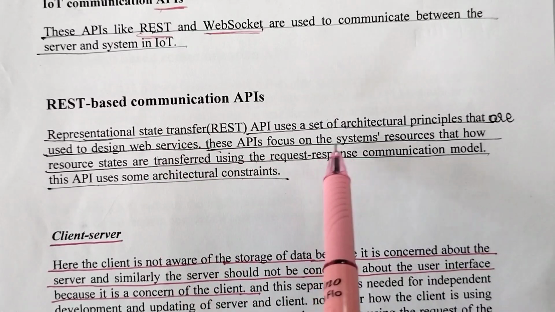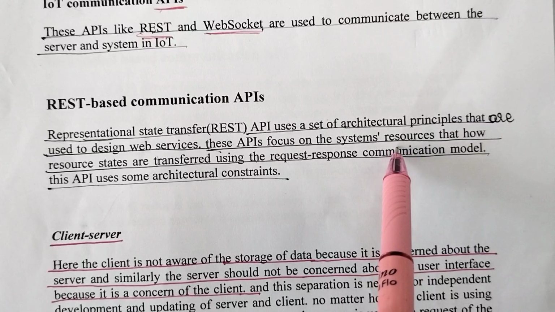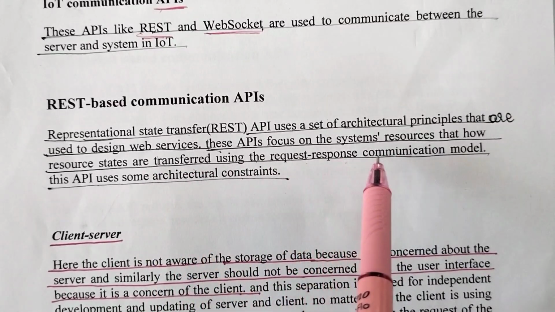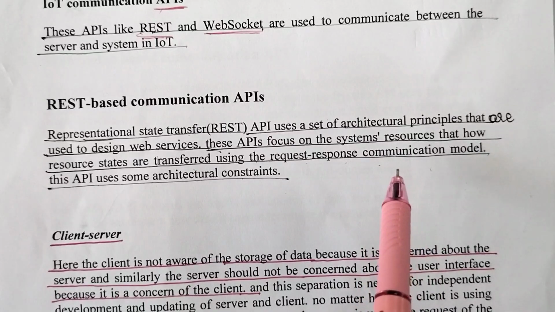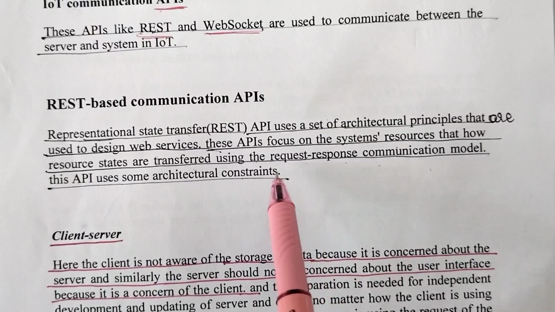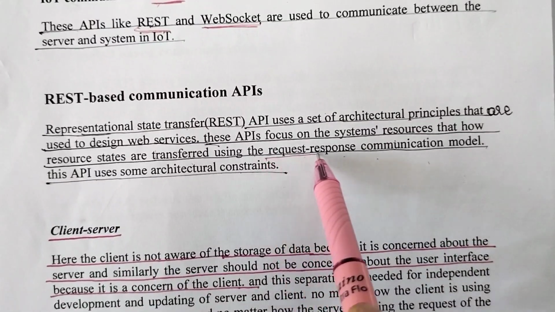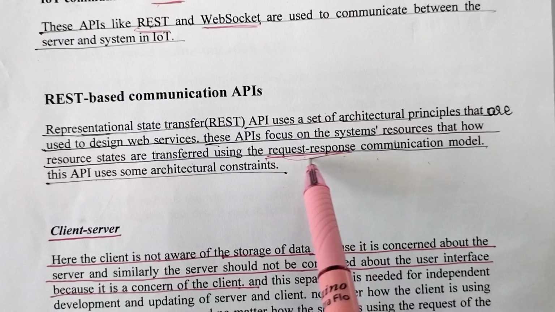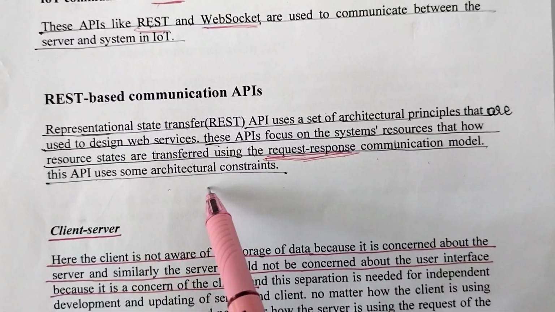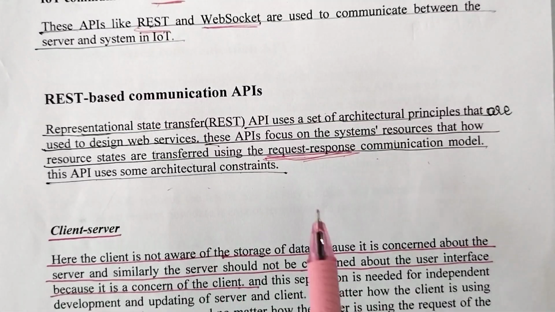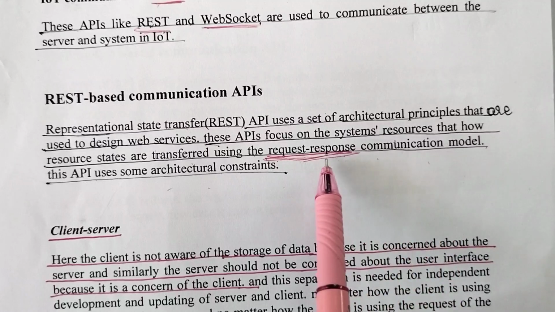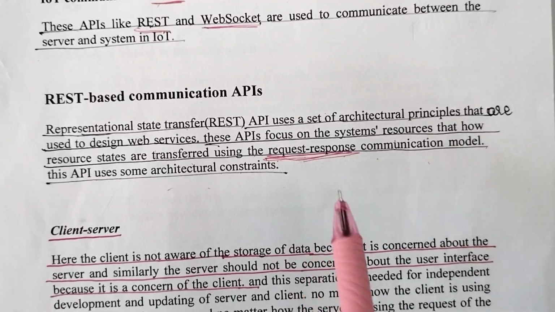These APIs focus on the system's resources, that is, how resource states are transferred using the request response communication model. So, basically the communication model that is used in the REST based communication APIs is the request response communication model, which is basically based on the client server architecture. This API uses some architectural constraints. As I said, the REST based communication API uses the request response communication model, that means it is based on the client server architecture.